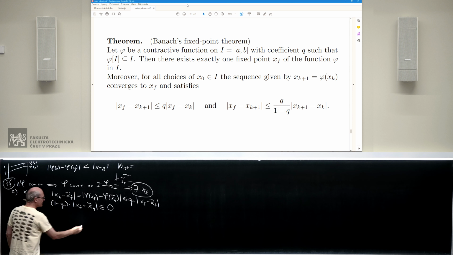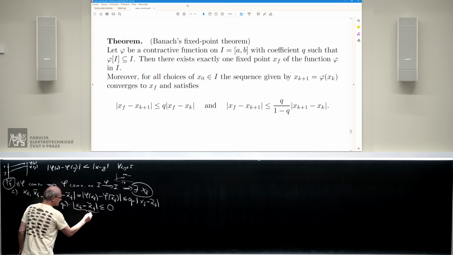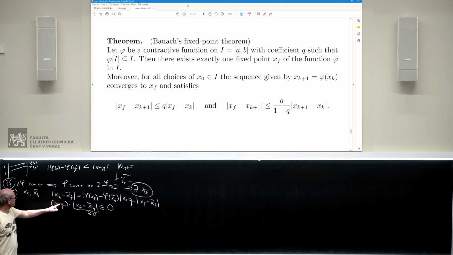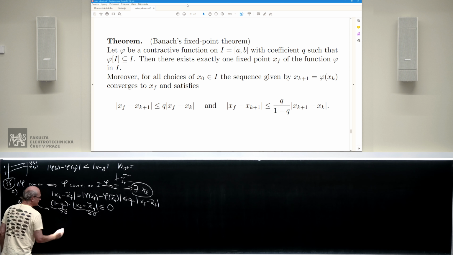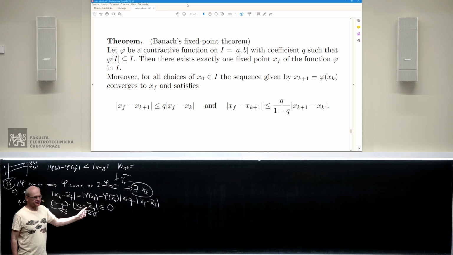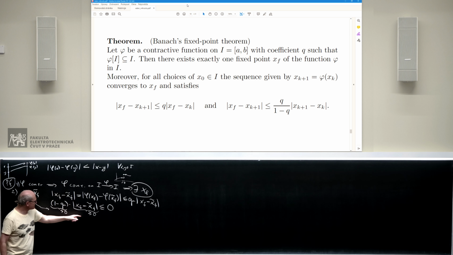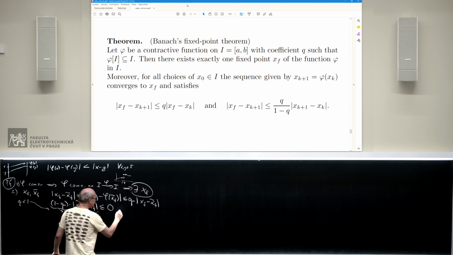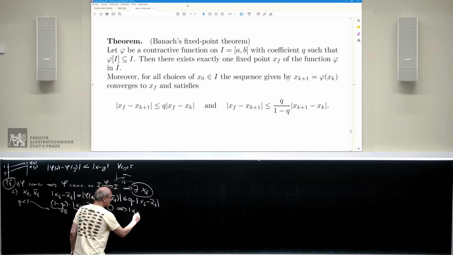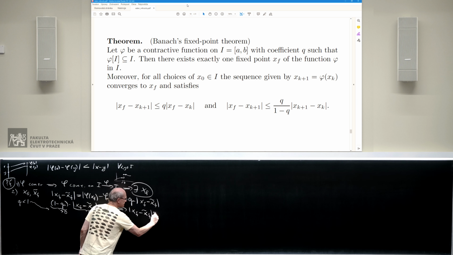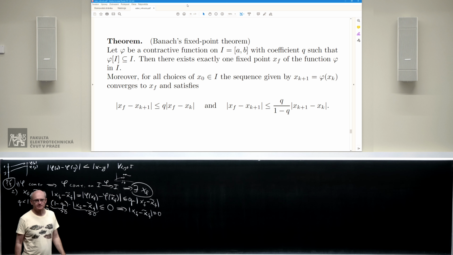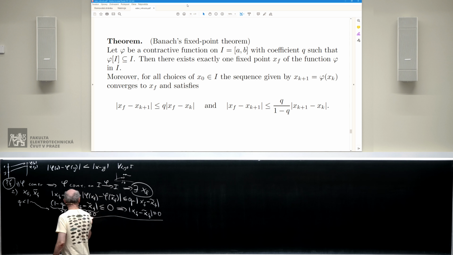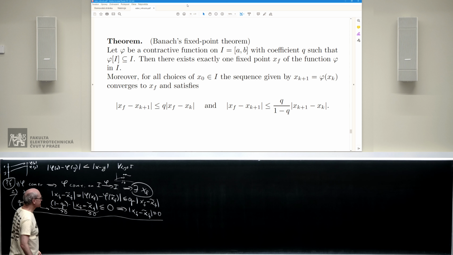Now, let's have a look at this. That's a distance between two numbers. This is always greater than or equal to 0. Q is less than 1. So this number is positive, a strictly positive number. If this absolute value were positive also, then positive times positive yields a positive number, which is in contradiction with this inequality. So the only way to make this inequality work is to have the distance between these two guys equal to 0, so they are actually the same. End of step 2. We just proved uniqueness.